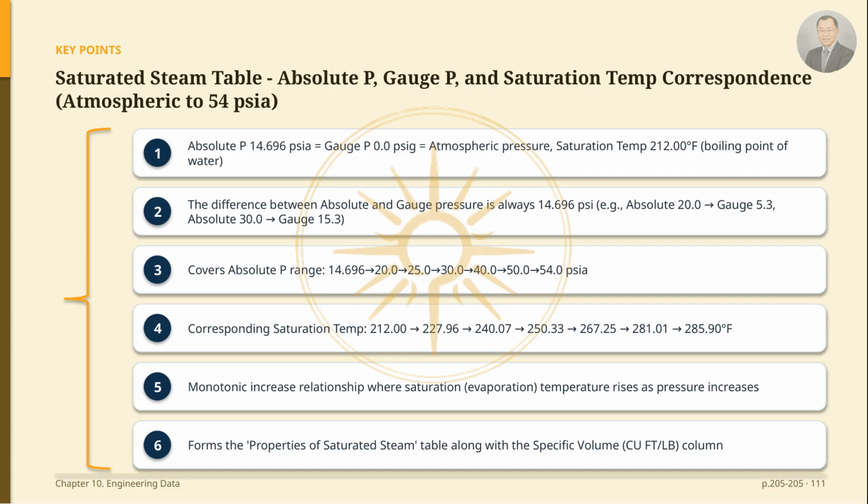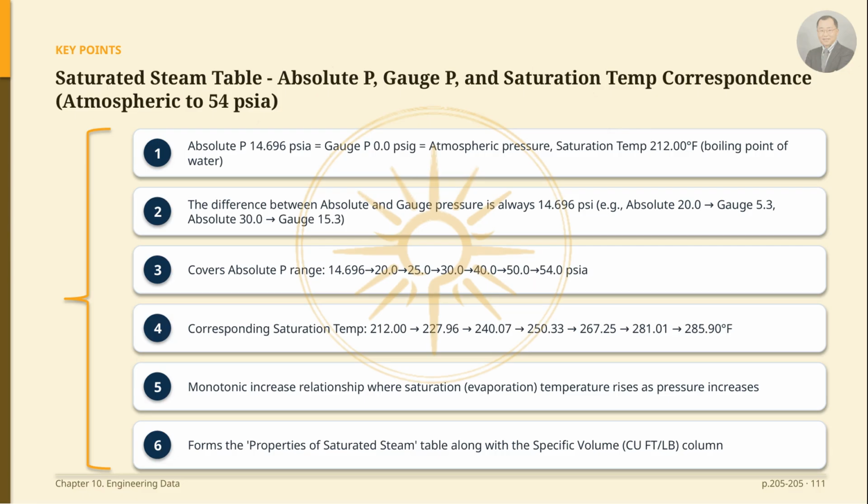I'd like to introduce the area around atmospheric pressure, which is a core data section of the saturated steam table. The reference point is an absolute pressure of 14.696 psi, which corresponds to a gauge pressure of 0.0 psig, or atmospheric pressure. At this point, the saturation temperature is 212.00 degrees Fahrenheit, the boiling point of water. The difference between absolute pressure and gauge pressure is always constant at 14.696 psi. For example, an absolute pressure of 20.0 is a gauge pressure of 5.3, and an absolute pressure of 30.0 is a gauge pressure of 15.3.